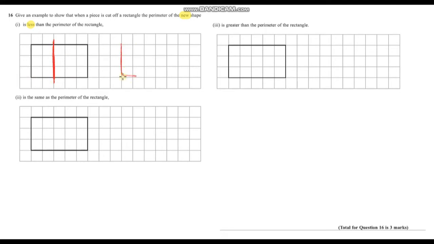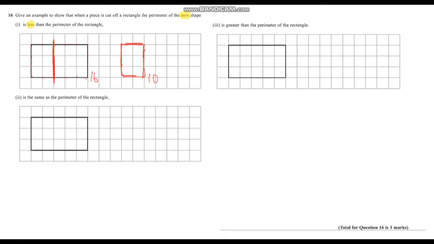So this smaller rectangle, like so, we clearly see that the perimeter of the new shape is much smaller than the perimeter of the old shape. So let's just work out what the perimeter is just to verify that. We're going along 1, 2, 3, 4, 5, 6, 7, 8, 9, 10, 11, 12, 13, 14, 15, 16. And now the perimeter of the new shape is 1, 2, 3, 4, 5, 6, 7, 8, 9, 10. Okay, so you can clearly see it is smaller.